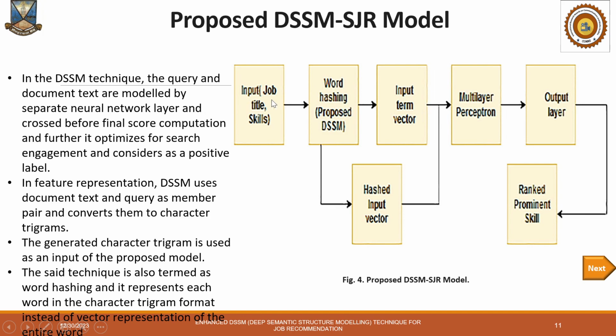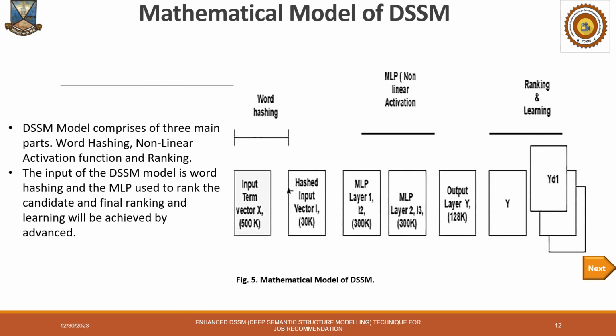It requires an input data set that carries job title as well as skills, and after that it computes word hashing. That word hashing is the first step of our proposed DSSM. In it, a trigram is generated. It also includes the term vector. To that term vector we provide the hashed input vector, and then a multi-layer process through different layers is applied, and the final output layer gives the output in the form of ranked prominent skills. So this is the proposed DSSM model.